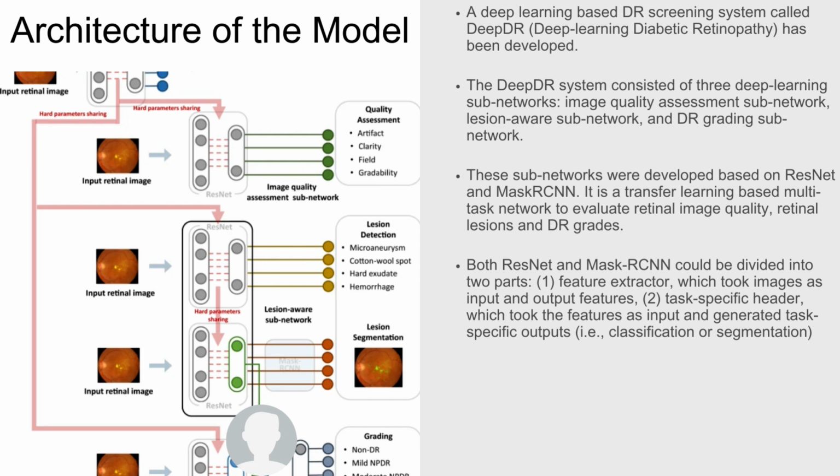These subnetworks were developed based on ResNet and Mask RCNN. It's a transfer learning based multi-task network to evaluate retinal image quality, retinal lesions, and DR grades. Both ResNet and Mask RCNN could be divided into two parts. Number one is a feature extractor, which took images as input and output features. Secondly, the task specific header, which took the features as input and generated task specific outputs, that is, classification or segmentation.